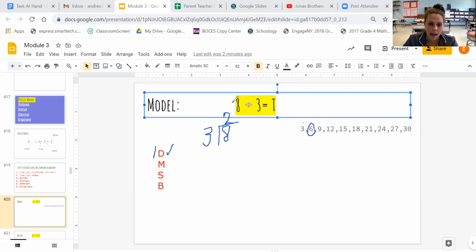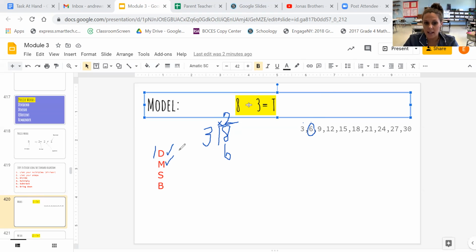Now I'm going to multiply. I'm going to multiply 2 times 3. We already know 2 3 times is the number 6. And I have that cheat sheet right here for me. So underneath my 8, I'm going to write my 6. 2 times 3 is 6.